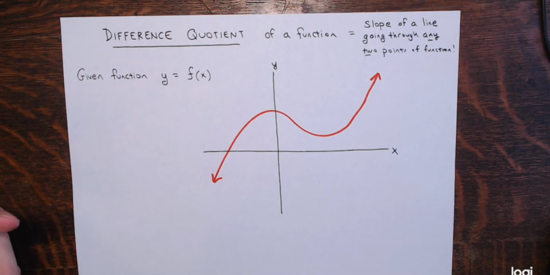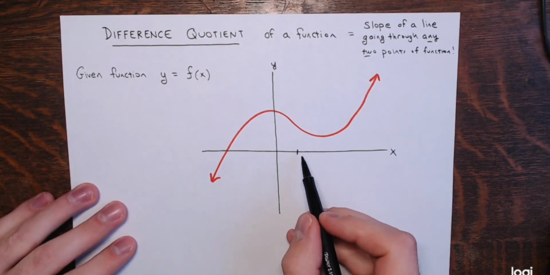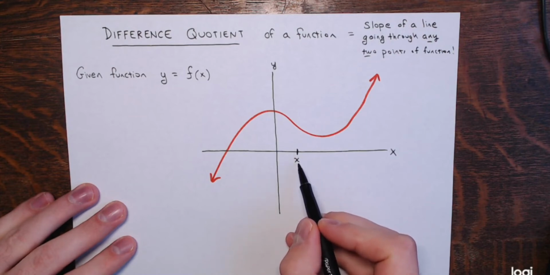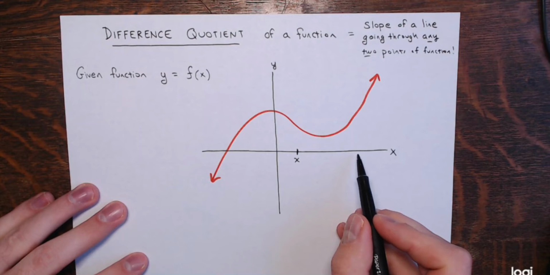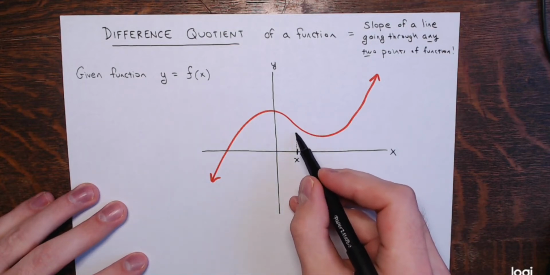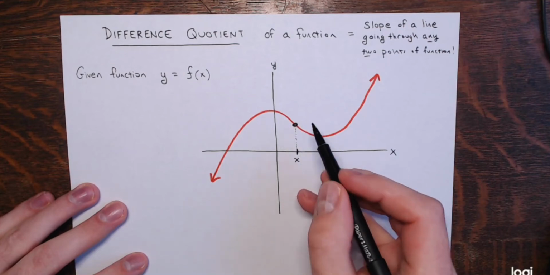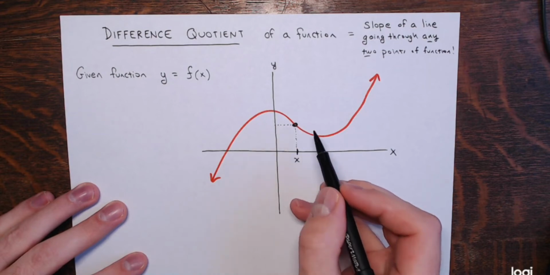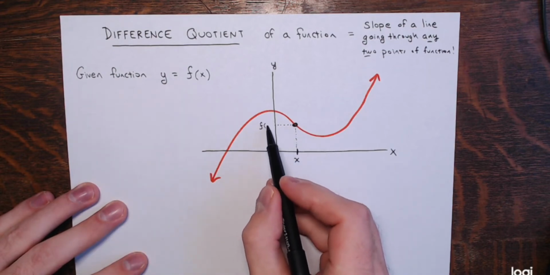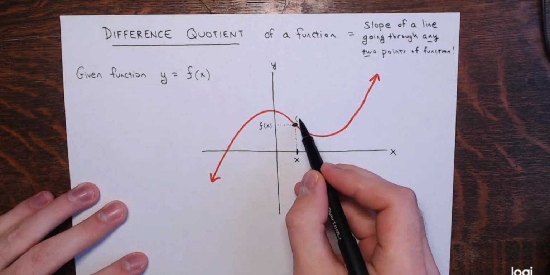Alright, well first you need 2 points. So I'm going to pick just any value called x, right? This is a variable. This could be anywhere, right? And that value of x, as long as it's in the domain, corresponds to a value of y, which if the function's called f, the output would be called f of x. So here's a point, x comma f of x.